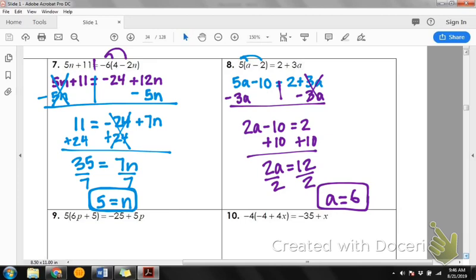This is division. 12 divided by 2. So you're going to look in your cube. Where do you find the 12? That's 6. I'm sorry. All right, try number 9 on your own, please. Pause the video and try number 9.